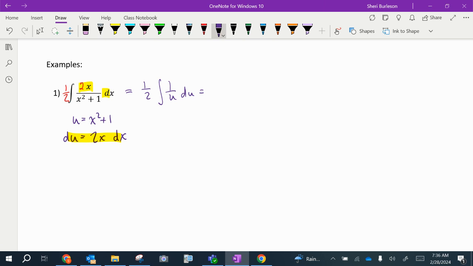So now when I integrate this, I have 1/2 the natural log of the absolute value of, sorry, of u. Please do not forget the absolute value symbols. And then plus c, and then I substitute back in: 1/2 of the natural log of the absolute value of x squared plus 1 plus c.